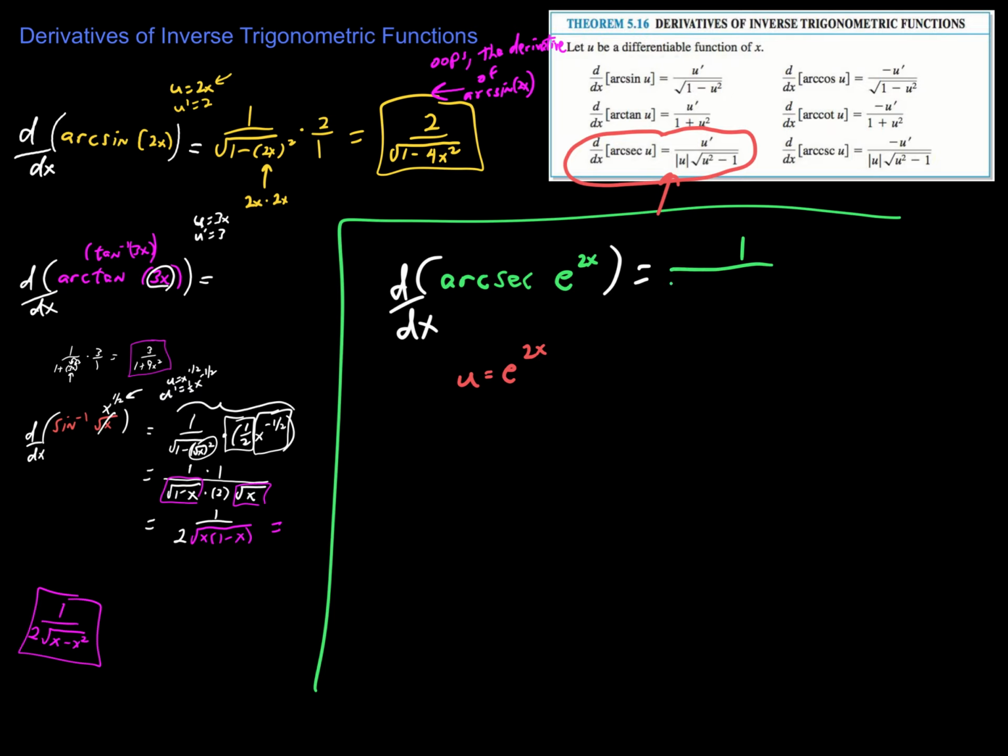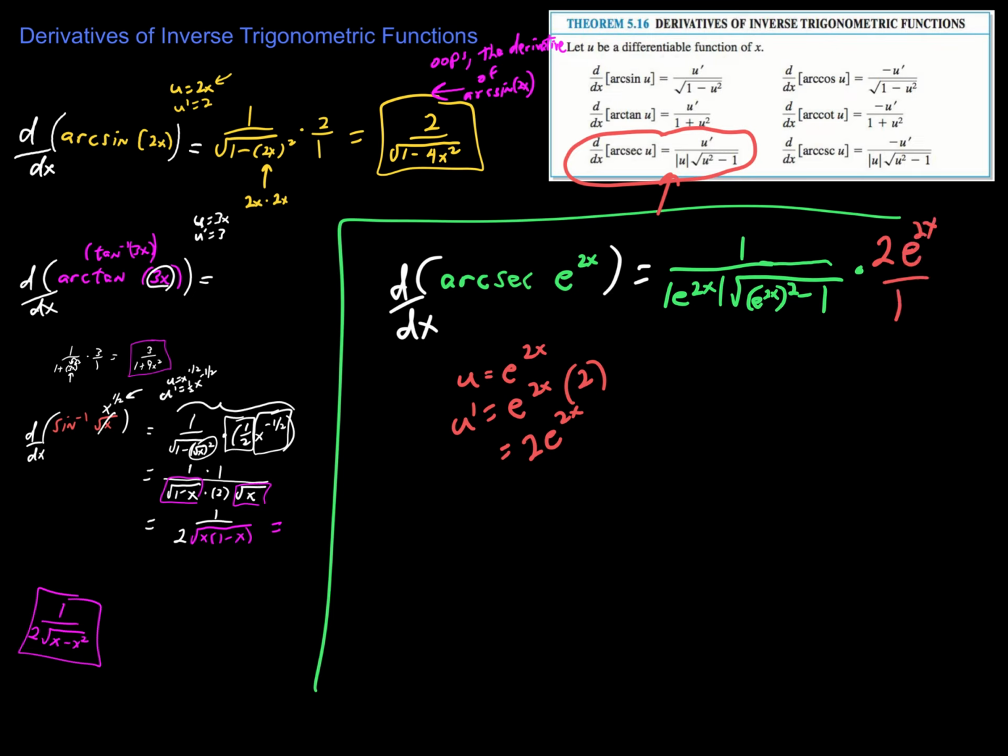So I have 1 over the absolute value of u, well, u was e raised to the 2x. And then it's times the square root of our u value squared minus 1. Our u value is e raised to the 2x. And we multiply that by u prime. Well, what's u prime? U prime, we leave what we see, and we multiply it by the derivative of the exponent. So the derivative is 2 times e raised to the 2x. So we're going to multiply it by 2 times e raised to the 2x.